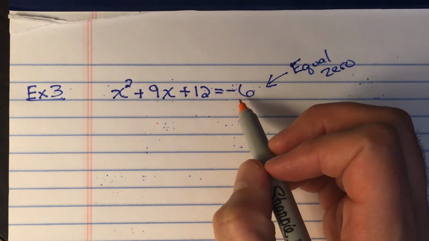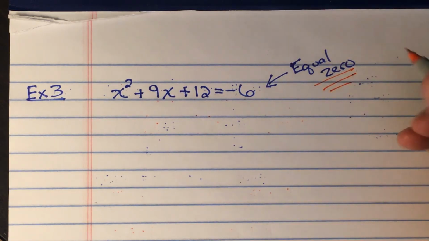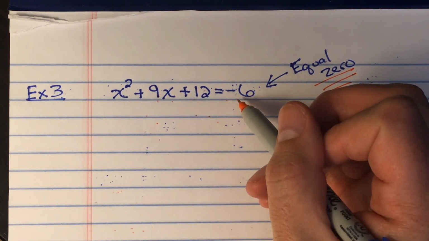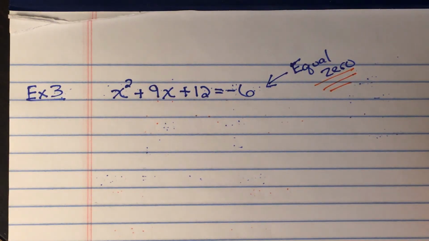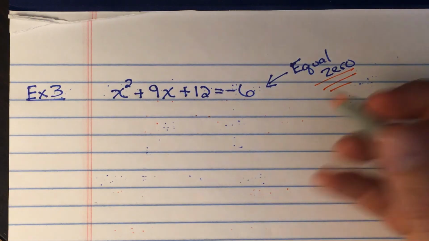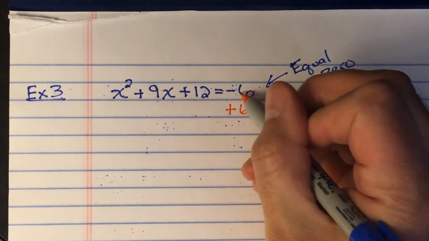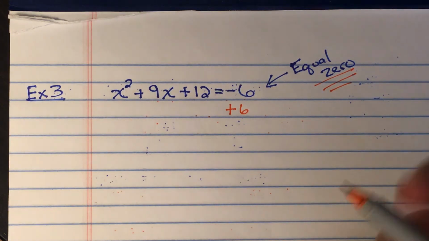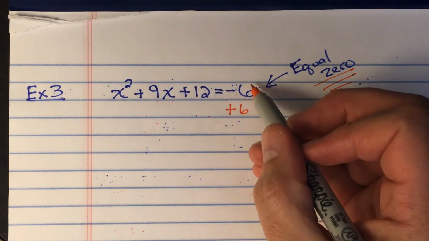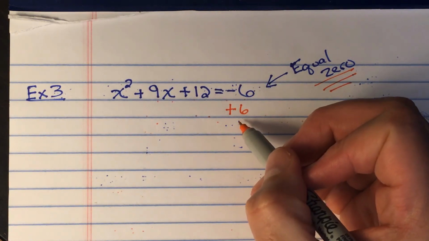I don't like that -6. I really want it to equal 0. So if I want to get this to be 0, I need to get rid of this -6. Well, in algebra, how do we get rid of a subtract 6? You just do the opposite. We add 6, because what is -6 plus 6? It's 0. But to keep it equal, if we add 6 to the right-hand side of the equation, we're also going to have to add 6 to the left-hand side.